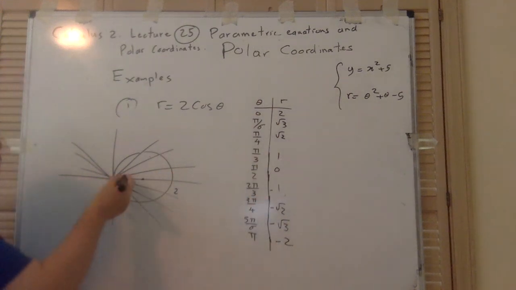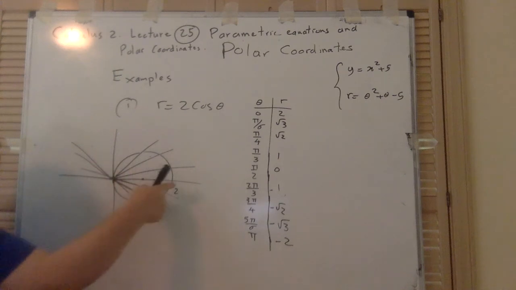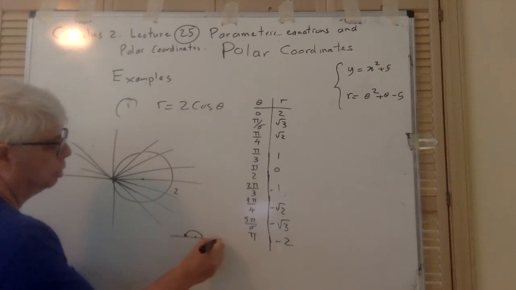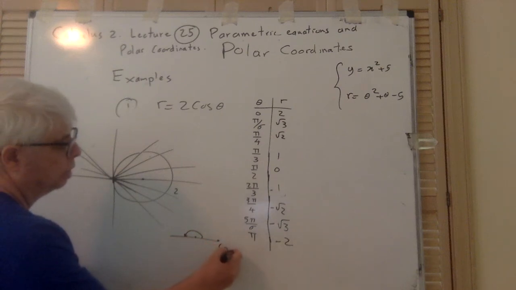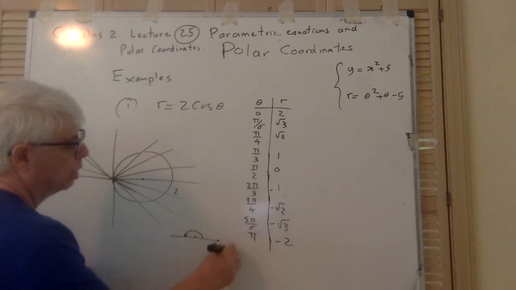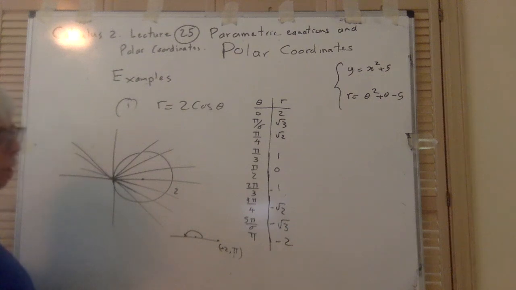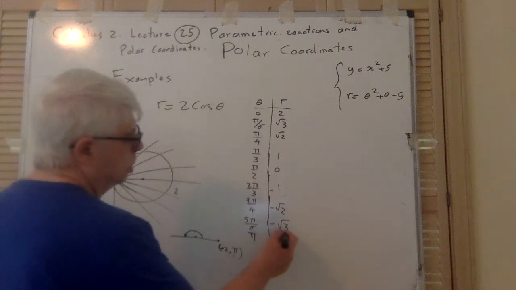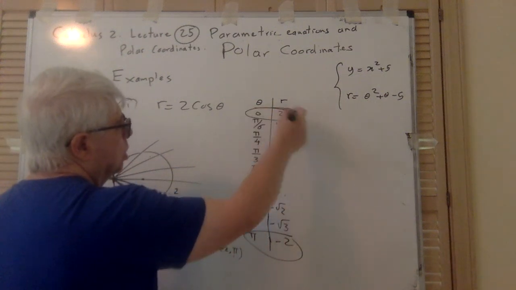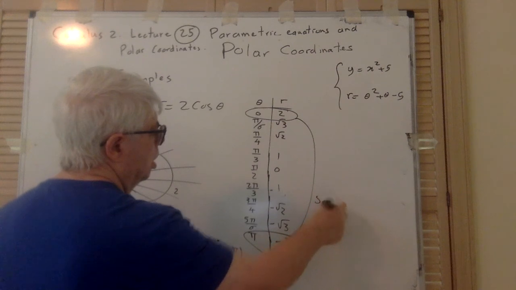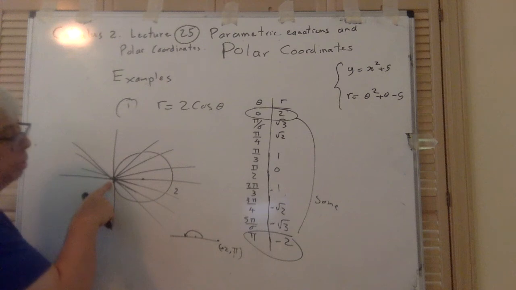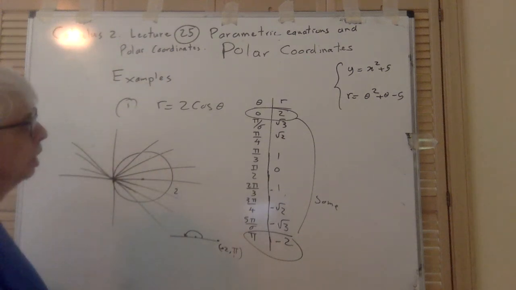So you see, at pi, minus 2 is here. This point is (r, theta) equals (minus 2, pi). This other one is (2, 0). These two are the same point. Okay, so that's the only point. And also here, we get the same point, the same again.